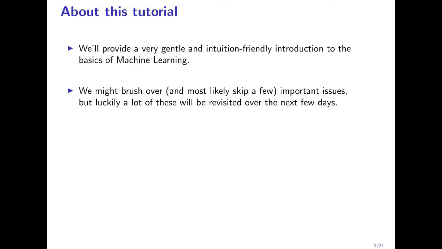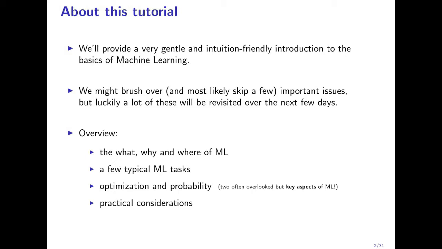Okay, and the tutorial is basically structured like this. We're going to start just by making sure we know what is machine learning, why does machine learning exist, and where do we use it. We'll go over a few typical basic machine learning tasks. And then I just want to say a few words about optimization and probability, which I think are two very, very important aspects of machine learning that are often overlooked. And then Nyalleng will take over and talk about some practical issues when we do machine learning.